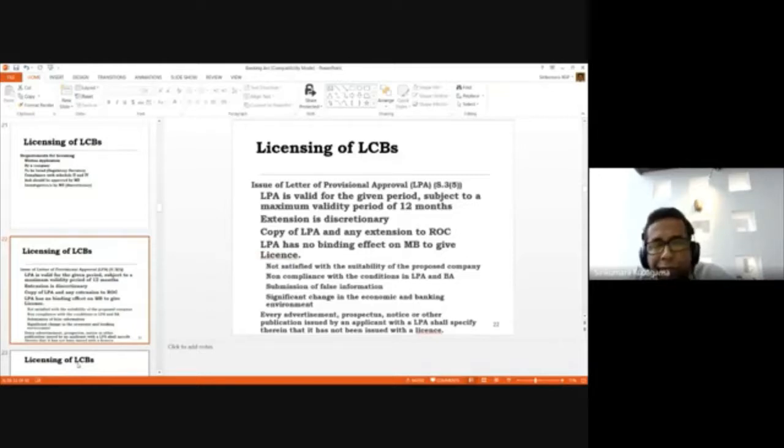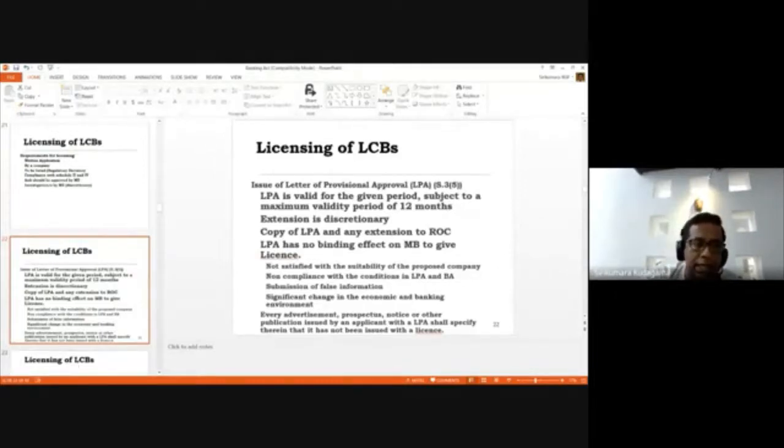When the LPA, letter of provisional approval, is given, all advertisements, notices, and any prospectus issued by the company after the LPA shall specify that it has not been issued with the license. Otherwise, one should not hold out the letter of provisional approval and tell people that we have a license. It's not a license, it's only a provisional approval.